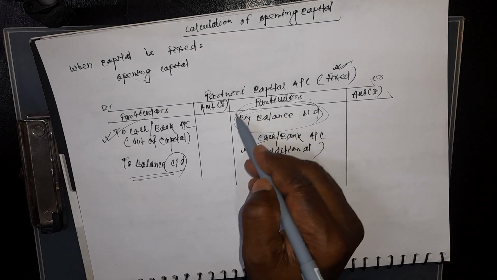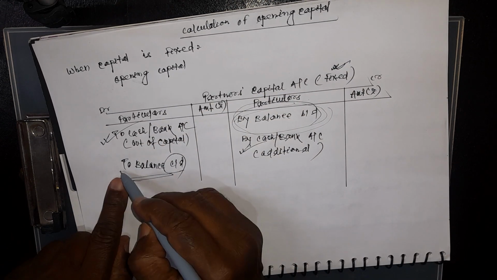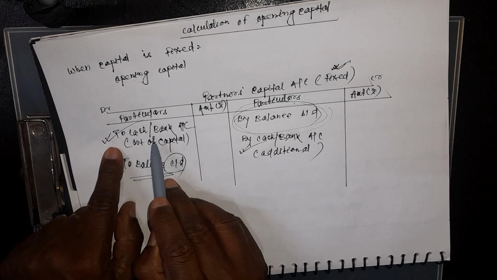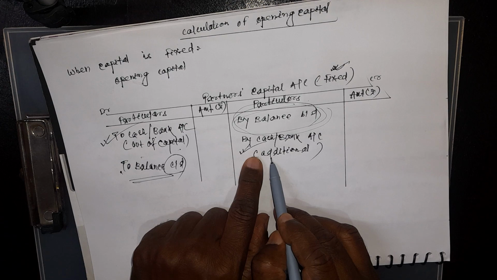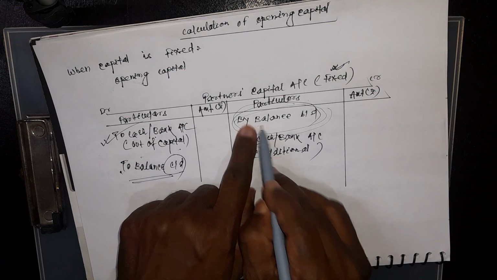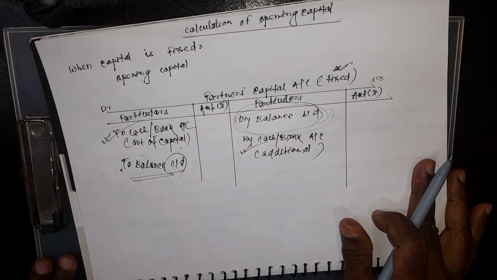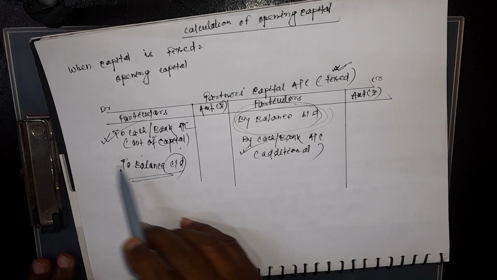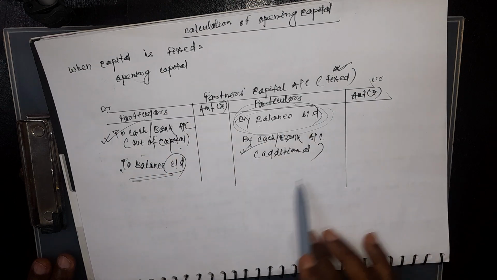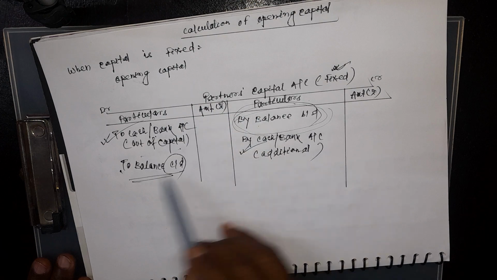Now you can derive the formula from this capital account. Closing capital plus drawing out of capital minus additional capital equals opening capital. If sometimes you are confused or do not remember it in the examination, you can derive the formula from the partner's capital account. So I am writing this formula.